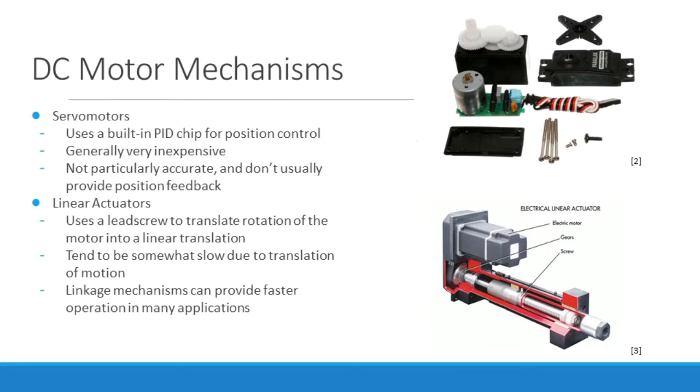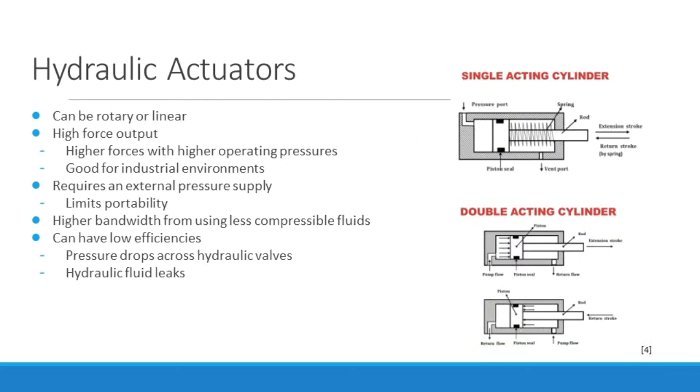Linear actuators are mechanisms which combine a motor and gear assembly with a lead screw in order to provide translational motion and force. They are generally very slow due to the lead screw mechanism, but usually very reliable.